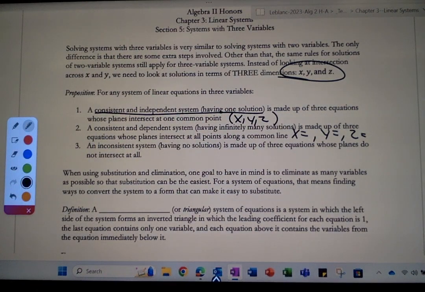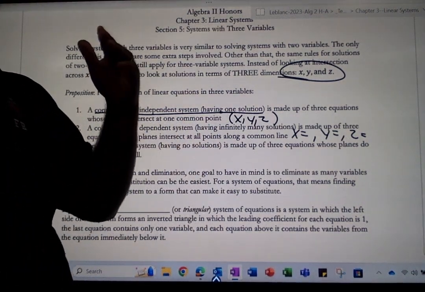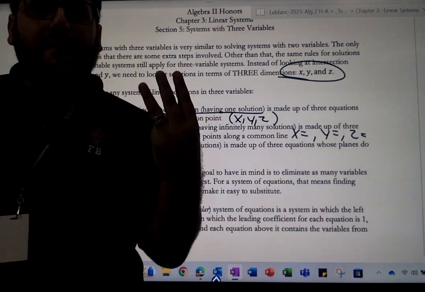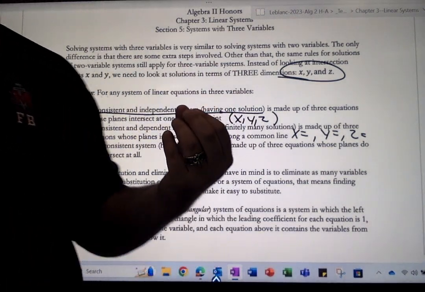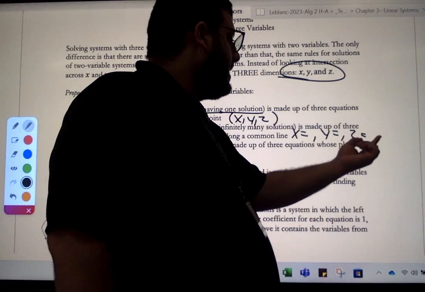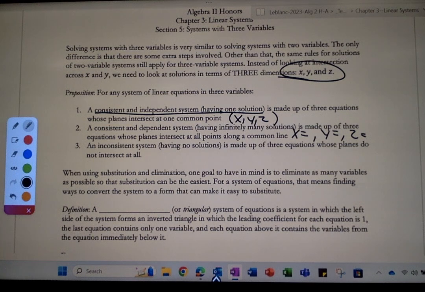If I have a three variable system, and one of those three equations is a multiple of the other, that's when we have a consistent and dependent system, and then we're looking at writing our solution in terms of one of these variables. Then we have an inconsistent system, having no solutions, which is made up of three equations whose planes do not intersect at all. So all three of them do not intersect at a single point or at a line.